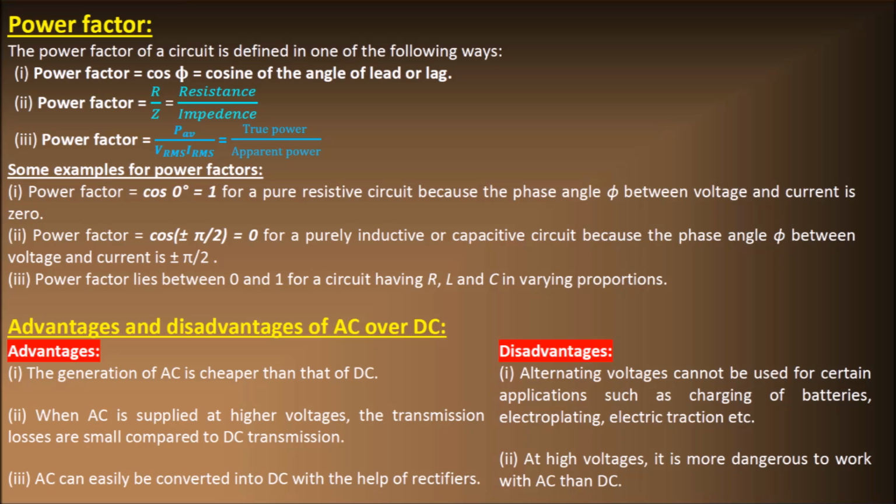The second disadvantage: at high voltages, it is more dangerous to work with AC than DC, because when you have a high potential difference, a huge current will flow that may damage or hurt the persons working with it. So it is dangerous to work with high voltages. So these are the advantages and disadvantages of AC over DC current.